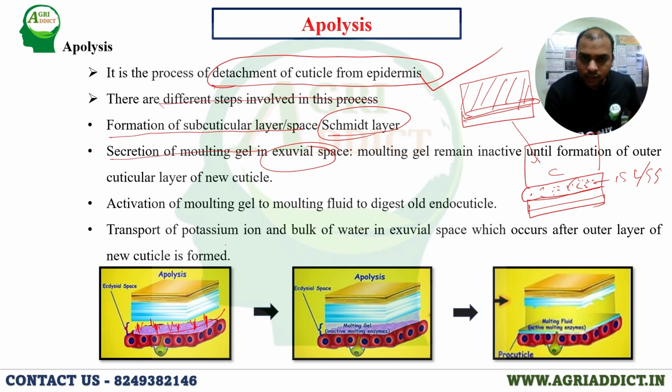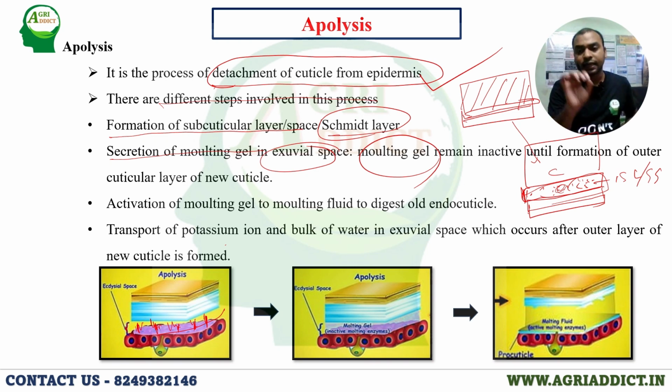And what is the function of this subcuticular space? I have told you the space is needed. So in that space, some gel is secreted. That is called molting gel. But initially, this molting gel is in an inactive stage until the formation of the outer cuticular layer of the new cuticle.